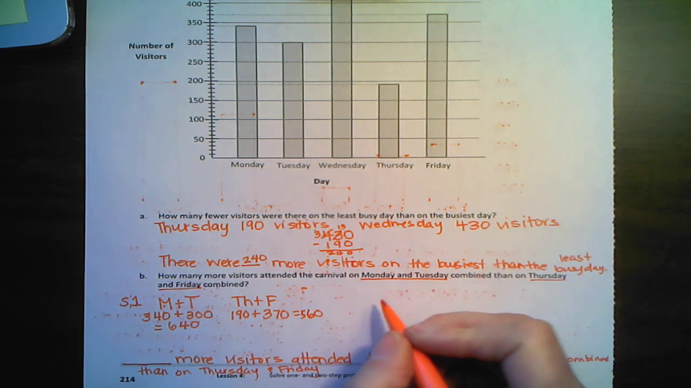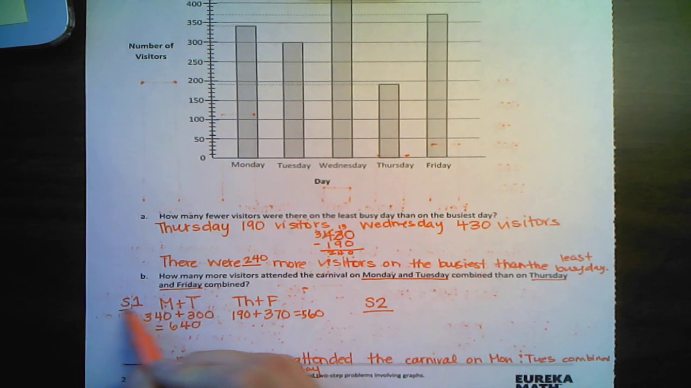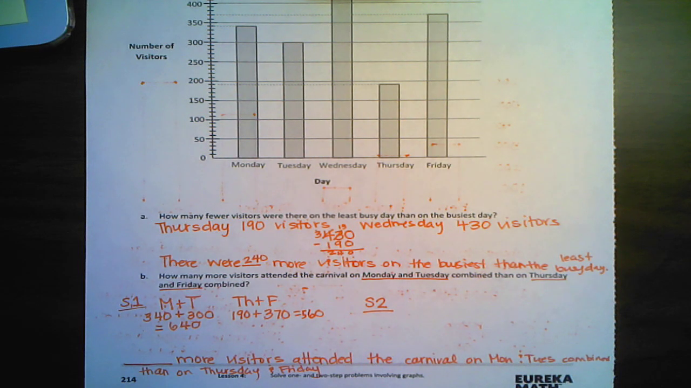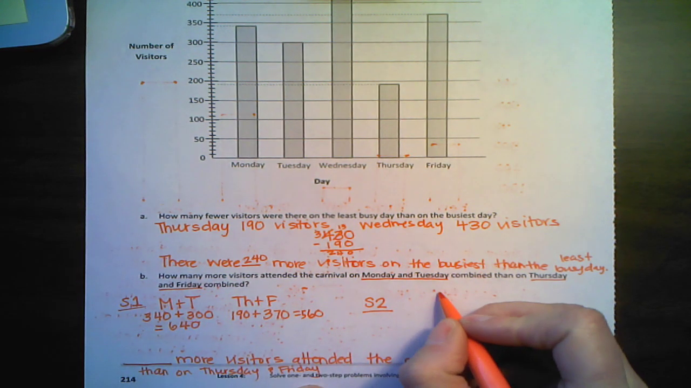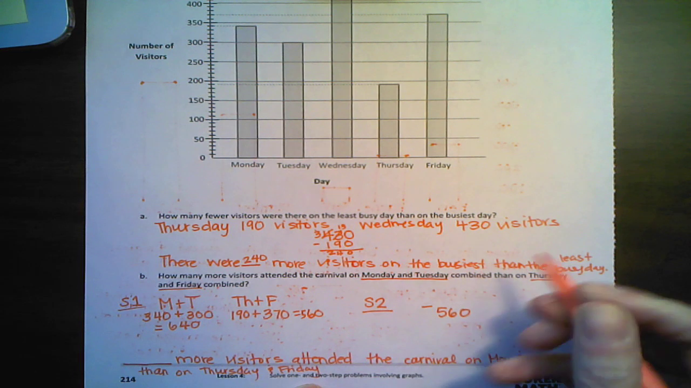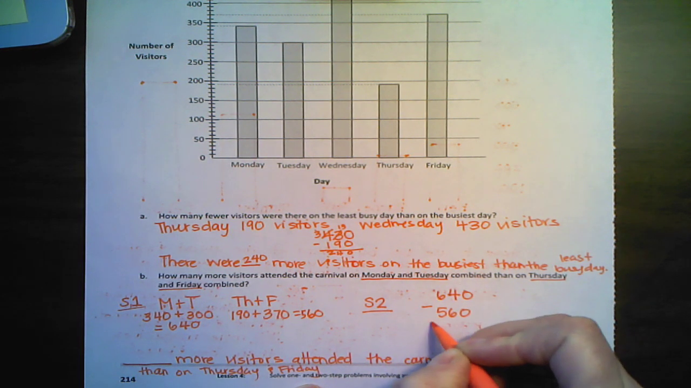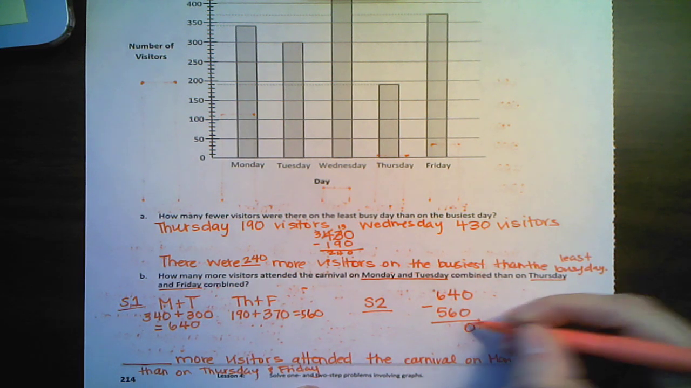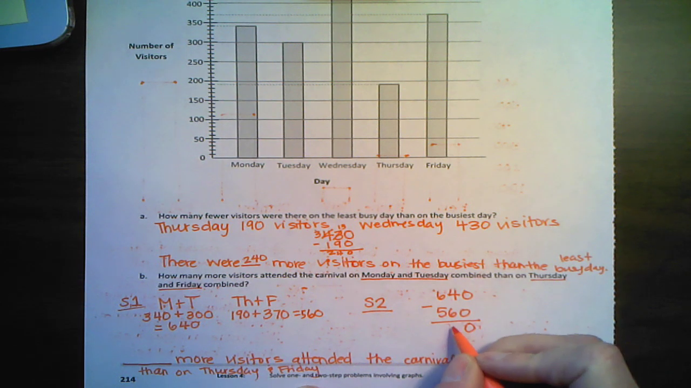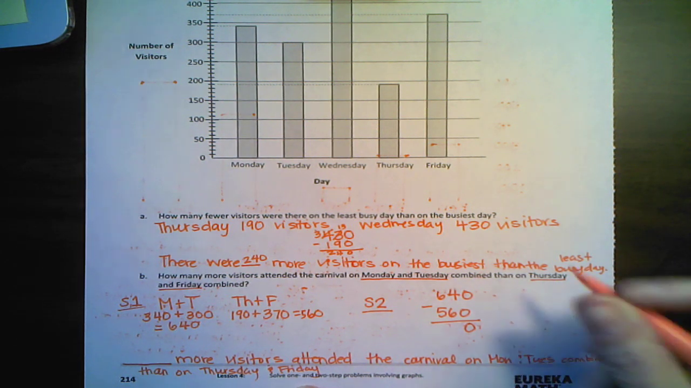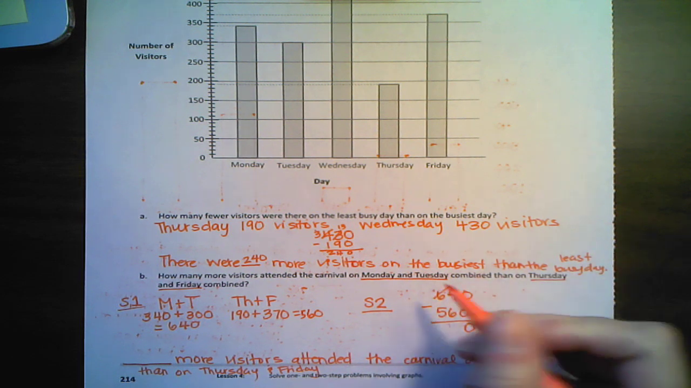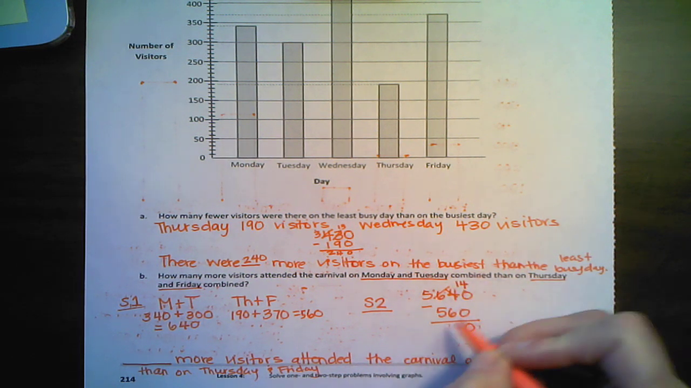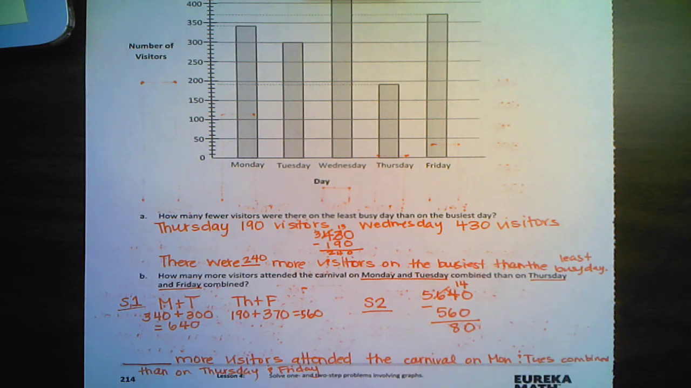Okay? Now, let's do step 2. Because now we need to figure out how many more went on Monday and Tuesday versus Thursday and Friday. So we're going to take away 560 from 640. Let's do this math together. 0 minus 0, big old goose egg. 4 minus 6 is 2. No, it's not. You can't do that. Don't let me trick you. So we're going to make this a 5, make this a 14. 14 minus 6 is 8. 5 minus 5 is 0. And there's our answer.